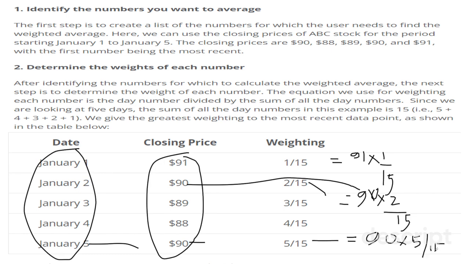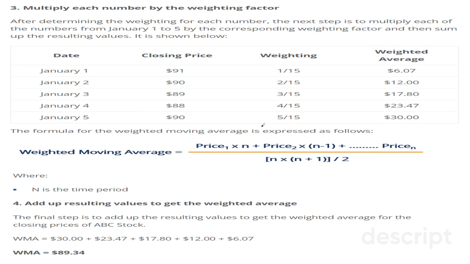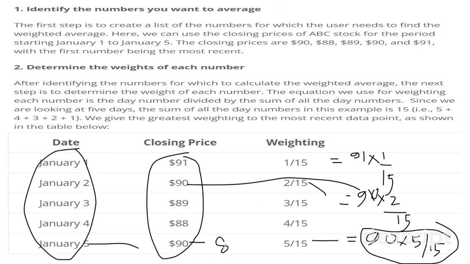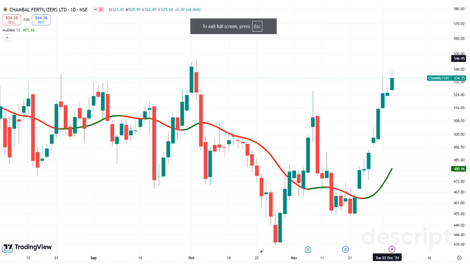Hence, the indicator will work very, very near to the price. The formula goes like this, which I did: it will divide the sum by n into n plus 1 by 2, where n is the period. After adding all the prices, we get a figure, 89.39. You can see it is very, very near to the price. This is the power of the weighted moving average. On top of this, it is doing the square root, hence it is much smoother than the weighted moving average. I'm sure you must have understood the basic logic of the formula.